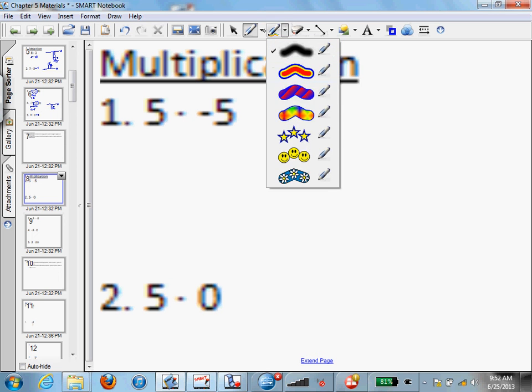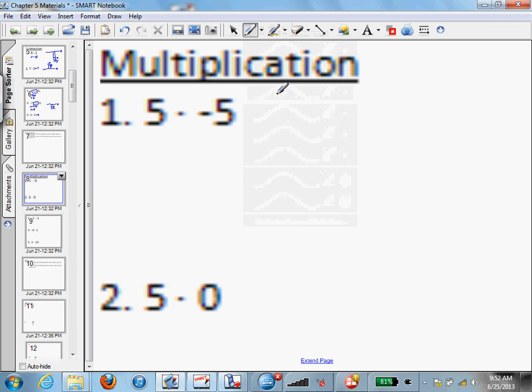Alrighty, so as we can see from multiplication number 1, we have a positive because nothing is right here, so we just go ahead and denote that as a positive, times a negative. And according to our rules, a positive times a negative is going to yield a negative. Now just carry out the regular multiplication: 5 times 5 is 25. Okay, number 2, 5 times 0. Anything times 0 is 0.